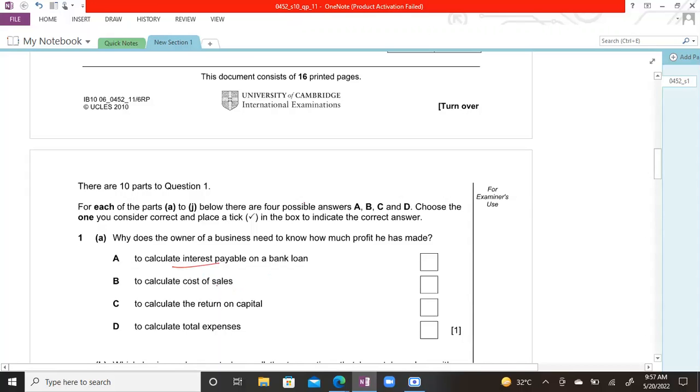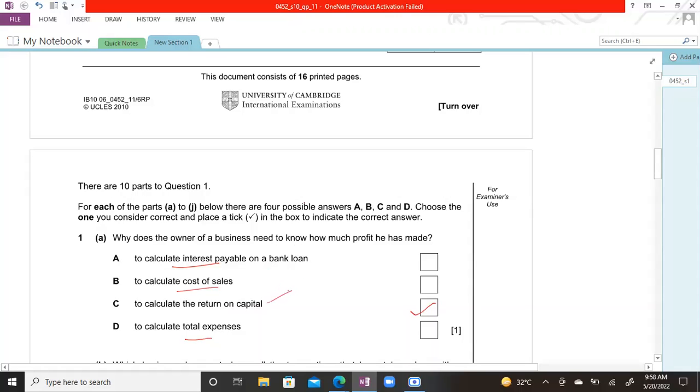Second option is to calculate the cost of sales. Again, in the cost of sales, we only will know the opening inventory, the purchases minus purchases returns, then carriage inwards, goods taken by the owner for personal use, and then we minus the closing inventory. So this is also giving information only about the cost of sales. And this is to calculate the total expenses, so only the information about the expenses. So C here is the right answer because C is giving us return on capital.